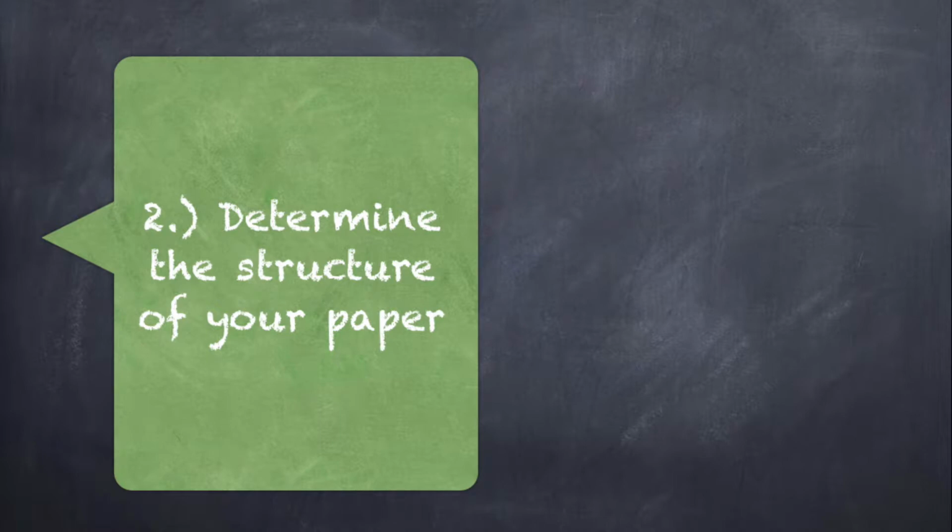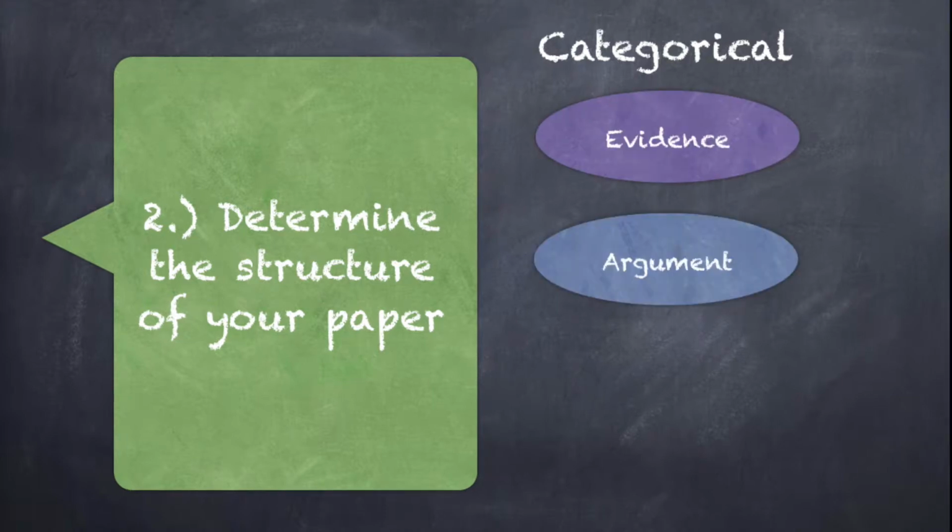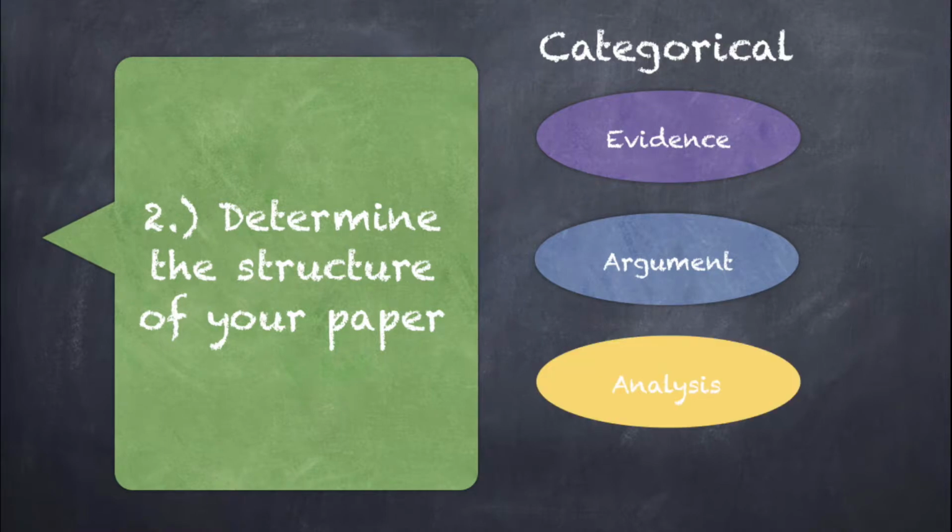of your thesis. There are many different types of papers: cause and effect, or problem-cause-solution for more argumentative writing, compare and contrast, or chronological, which shows a change over time. The most common type of paper structure is categorical, where you break your claims into specific categories. Each claim will have evidence, an argument, and analysis.